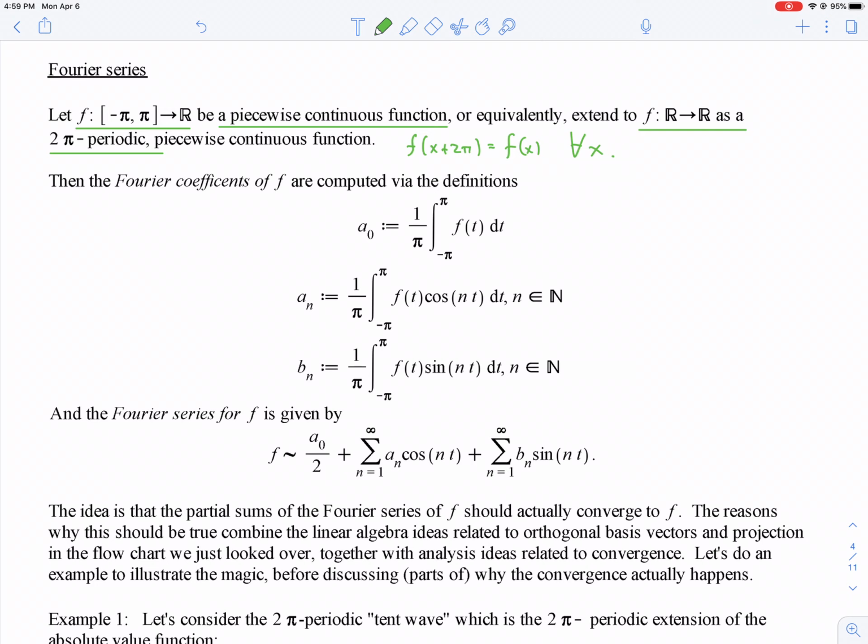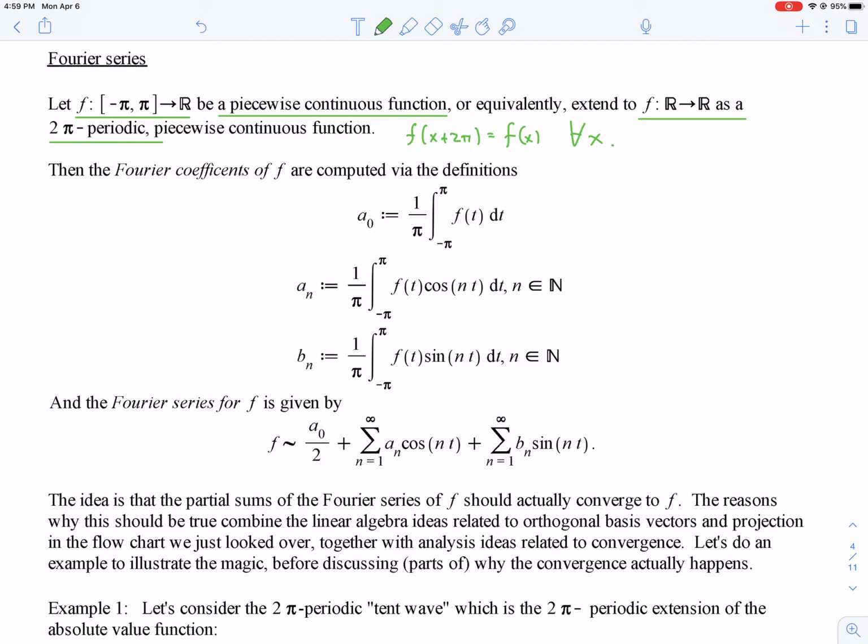All right, so here are the definitions of what are called the Fourier coefficients of f. They all have 1 over pi's in front. Actually, the right way to think of a-naught, and we'll come back to this later, is to actually think about a naught over 2, which is 1 over 2 pi, the integral from minus pi to pi of f of t dt, which is the average value of f on the interval minus pi to pi.